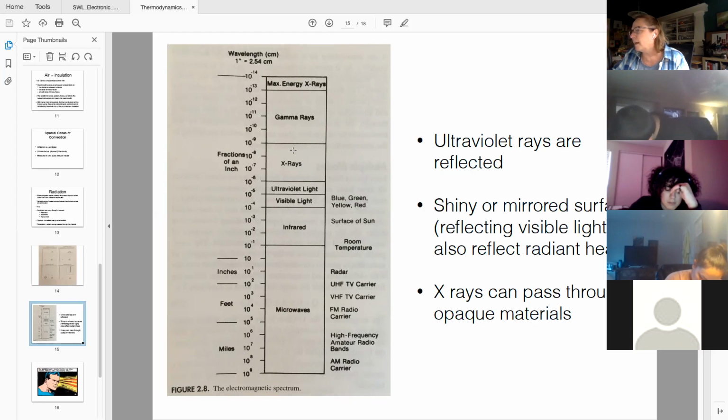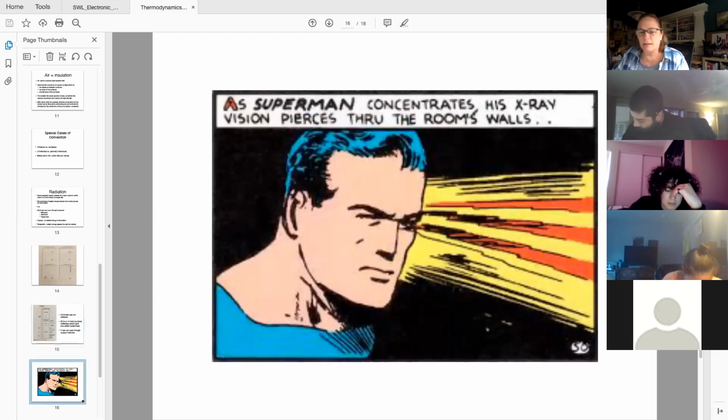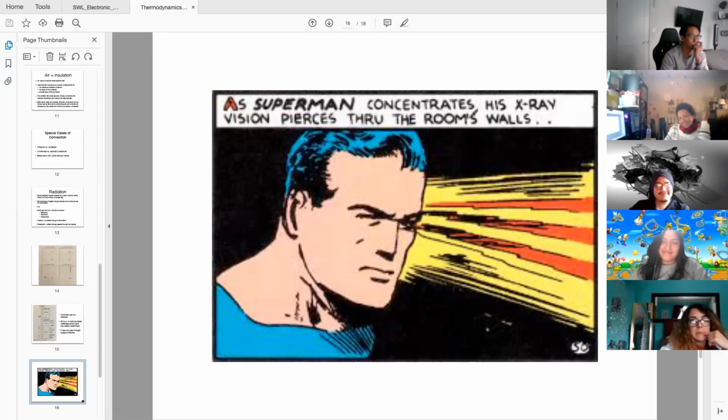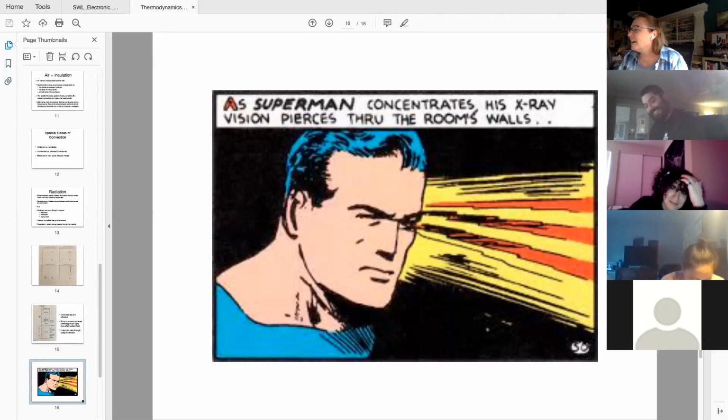If you keep in mind, X-rays can travel through solid surfaces. The easiest way to remember that is Superman's amazing X-ray vision. Humor, smile, laugh, crackle, something. Okay, easy way to remember it, okay?